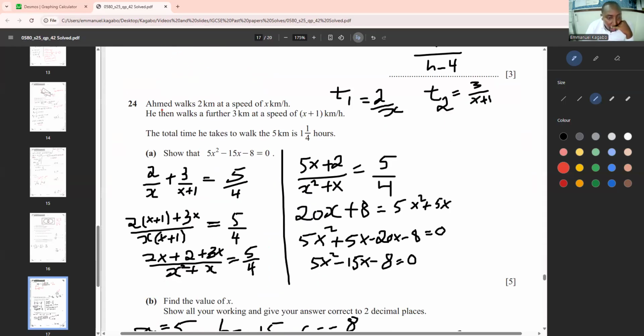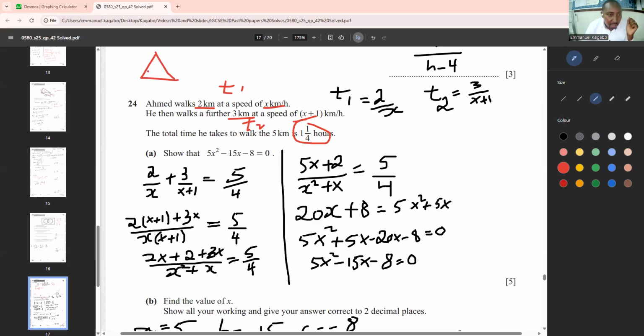Question 24. Ahmed walks 2 kilometers at the speed of that. Then he walks 3 kilometers at the speed of that. So they gave you total time. Whenever I see they are giving you total time, it's better to work out time 1 and time 2 and then add. It's a trick. Very common questions, by the way, in the exam. So time 1, I can write here the formula.